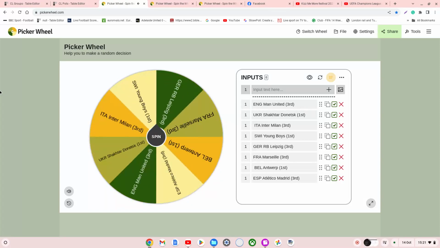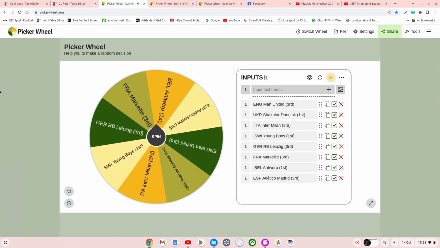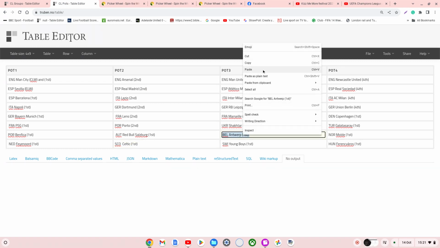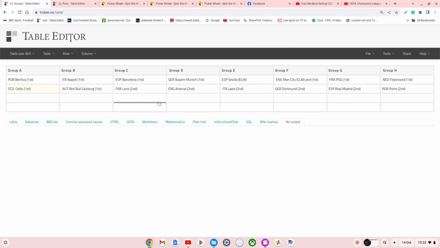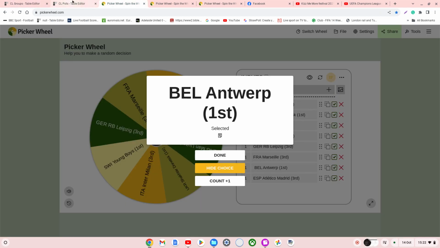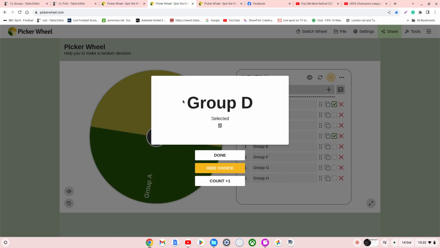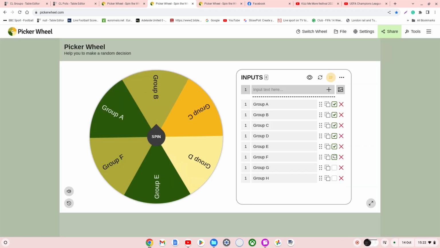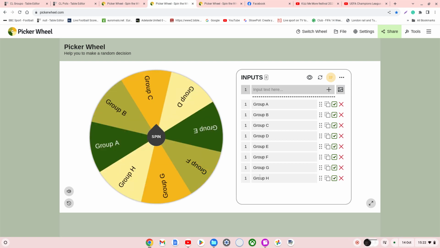See who it's going to be, and it's going to be Antwerp from Belgium. Let's see if there's any Belgian side. I think they are the first Belgian side to be selected. Yep, they are. So they have all 8 options: Group A, B, C, D, E, F, G, or H.